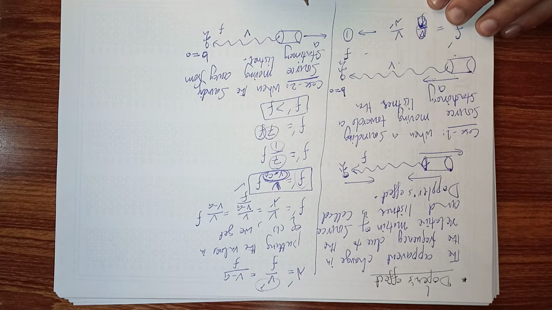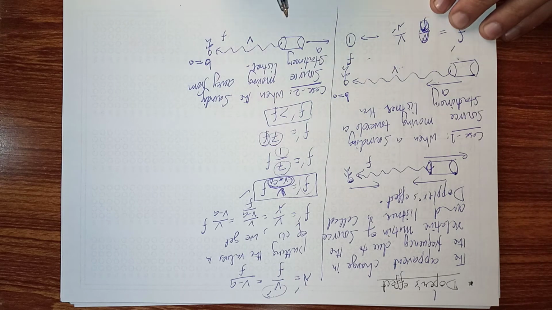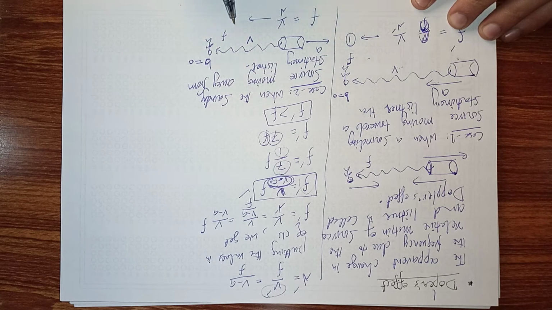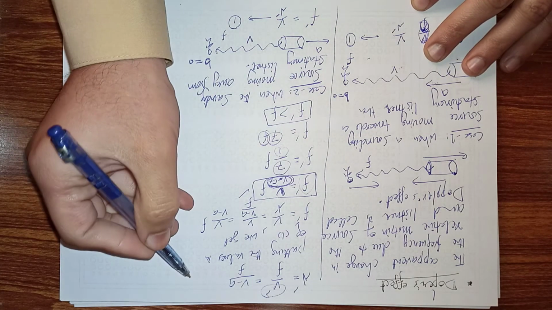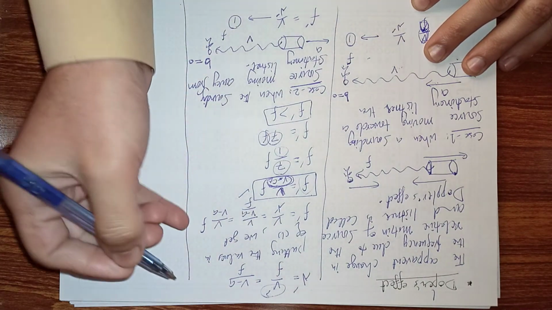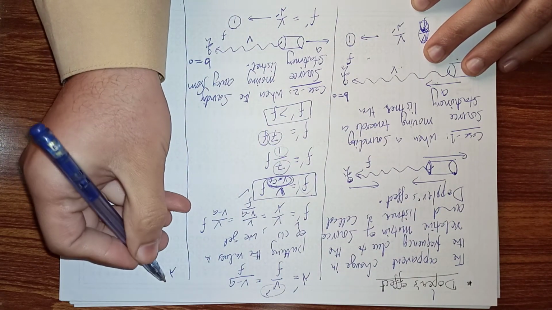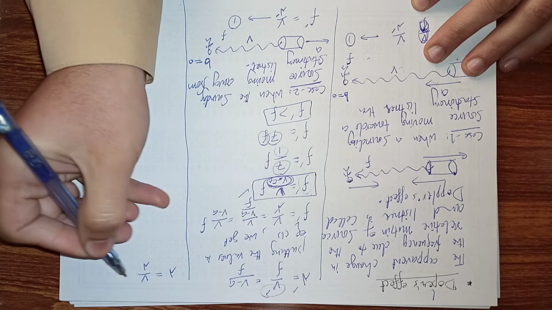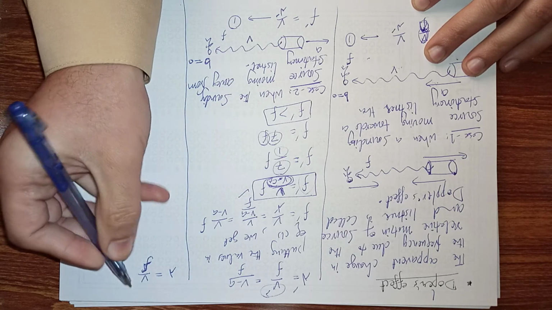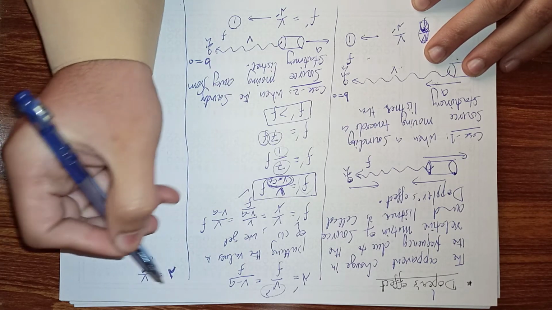Okay, now what is the formula for the frequency? The formula for the frequency is f is equal to v by lambda. This is labeled equation number 1. Remember, if lambda changes, the frequency will change. Frequency and lambda are inversely proportional. Now the equation for lambda is lambda equal to v by f. This is the equation for lambda.